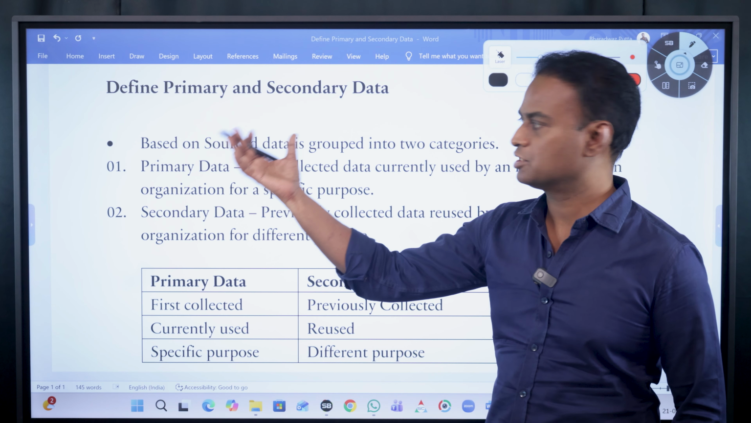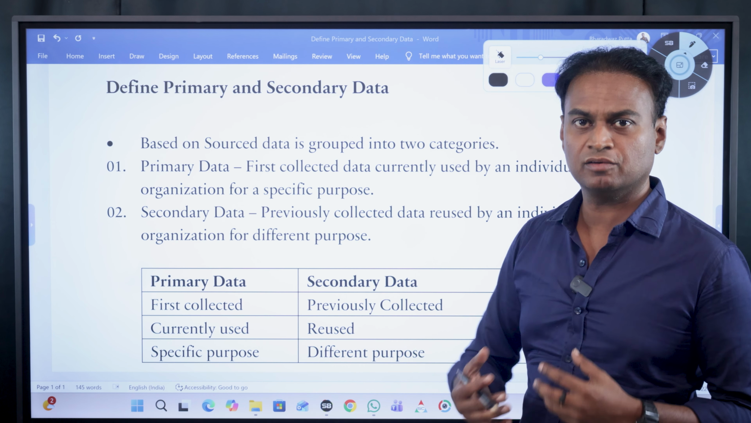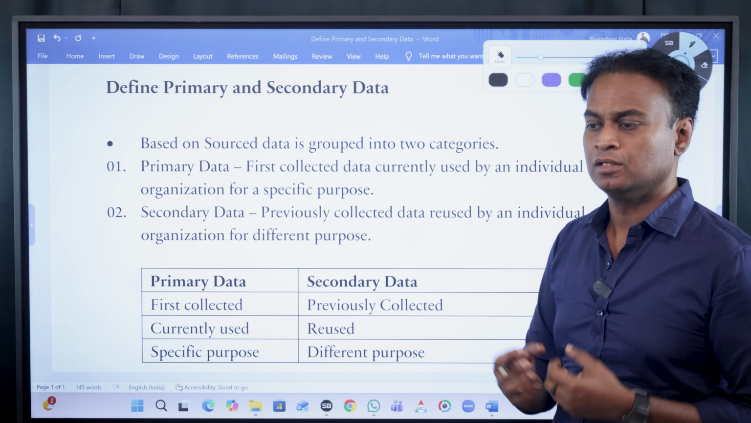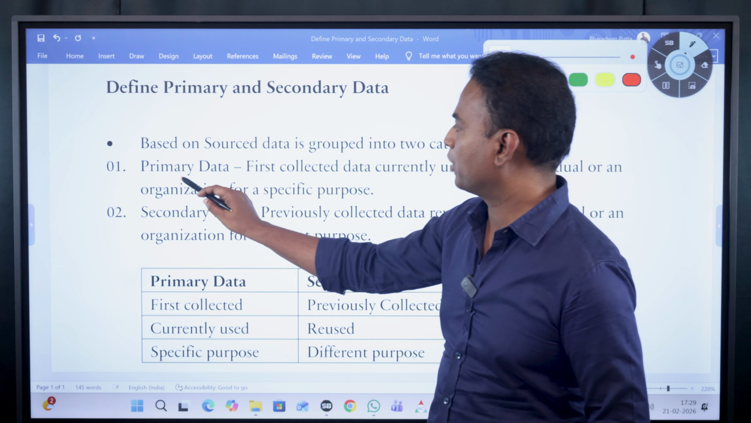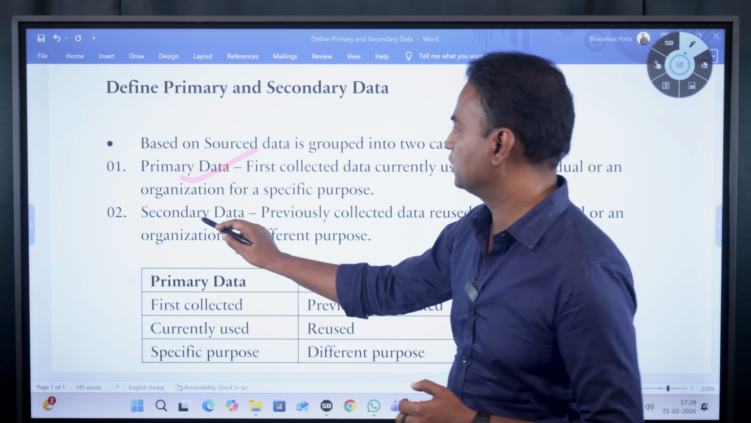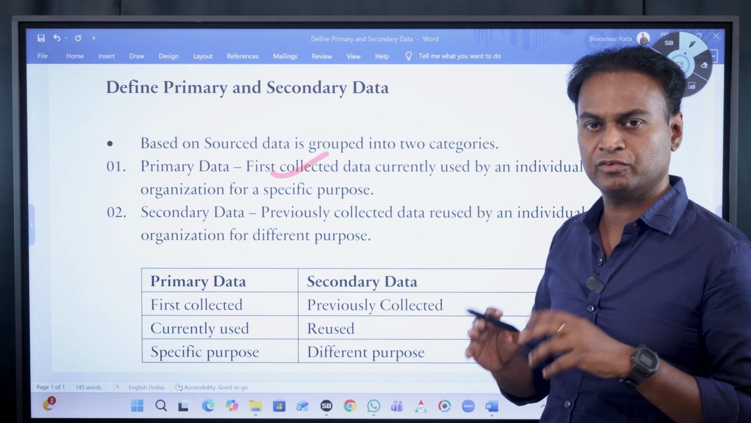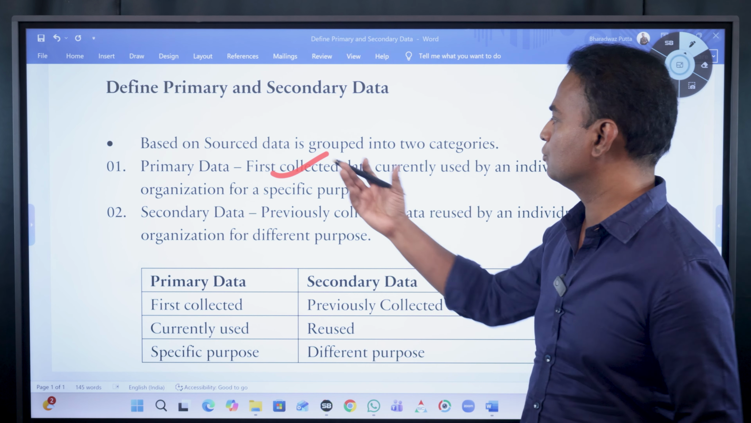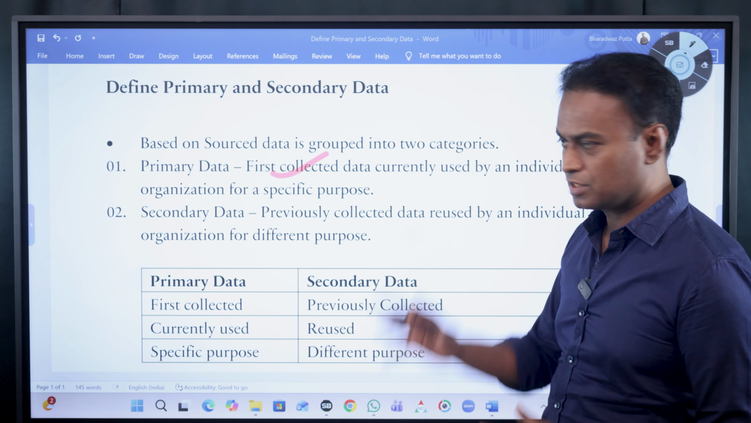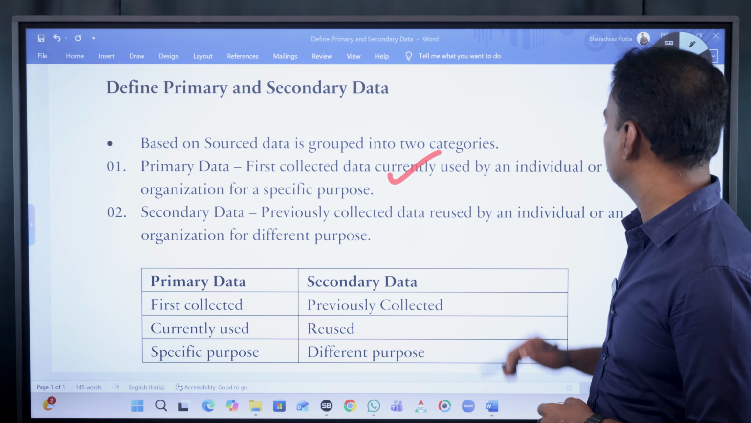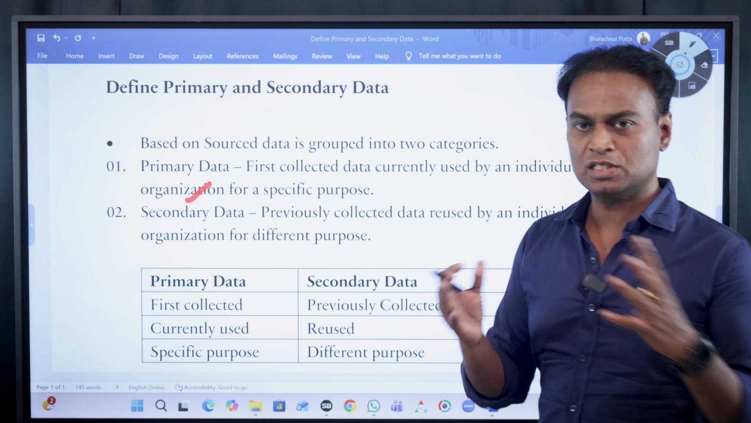So define primary and secondary data. It is very simple. Data is classified based on the source of data, from where the data is coming. Based on that, the data can be divided into two: one is primary data and the next one is secondary data. So what is primary data? This is first collected data. If someone collects the data for the first time, that is known as primary data, and it is used for the current project. First collected, current project. It can be by an individual or an organization for a specific purpose.